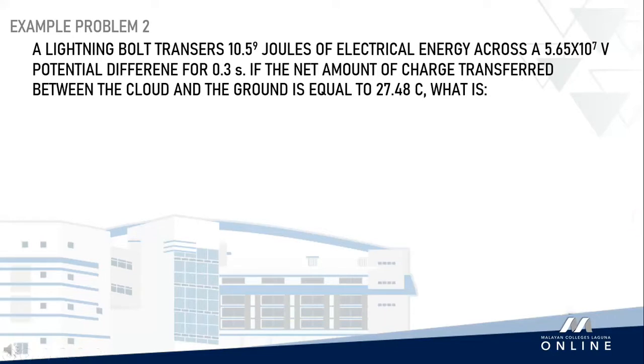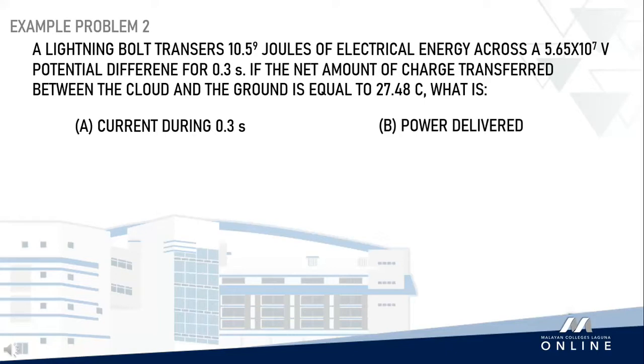A lightning bolt transfers 10.5 raised to 9 joules of electric energy across a 5.65 times 10 raised to 7 volts potential difference for 0.3 seconds. If the net amount of charge transferred between the cloud and the ground is equal to 27.48 coulombs, what is, letter A, the current during the 0.3 seconds, and letter B, the power delivered? I will post this video and try to solve this problem.